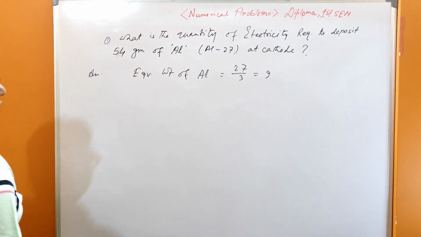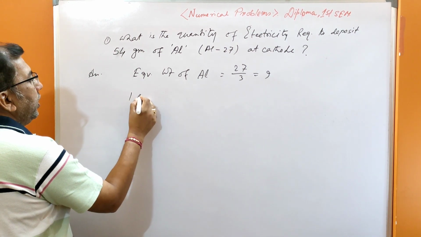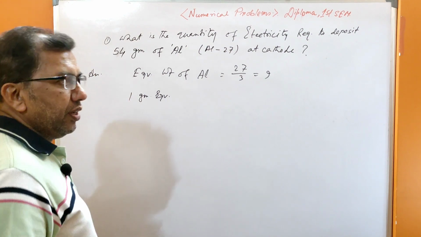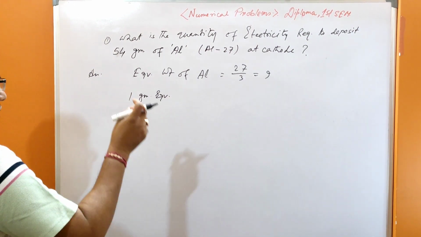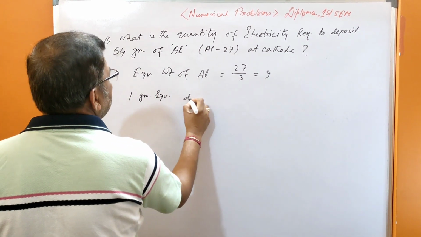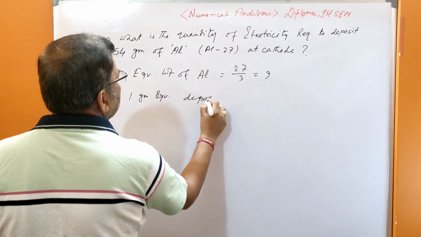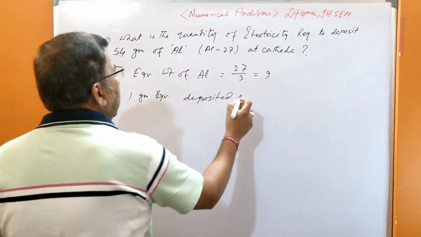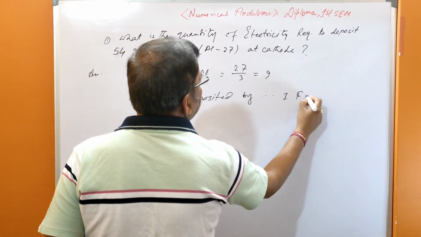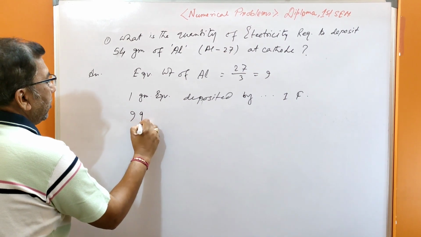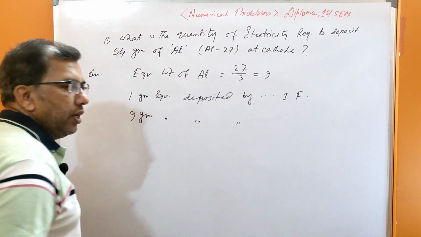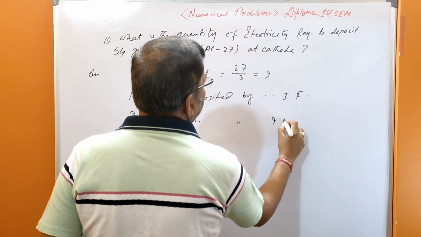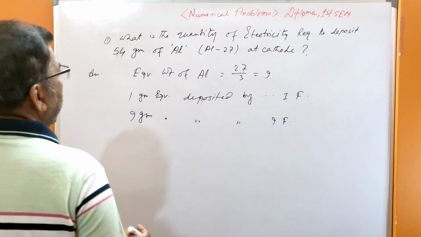So what do we know? According to the law, 1 gram equivalent of any substance deposited at cathode by the passage of 1 Faraday of current. Therefore, 9 grams equivalent deposited by what? 1 gram equivalent is deposited by 1 Faraday, so 9 gram deposited by 1 Faraday, and what they want is 54 gram.